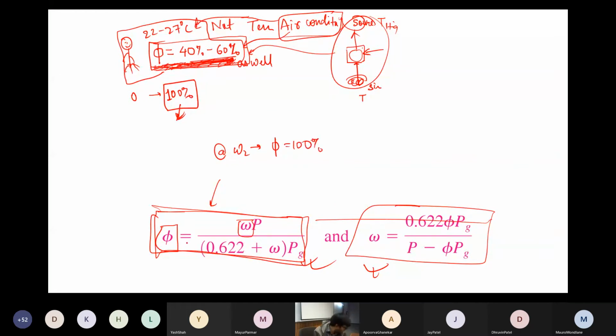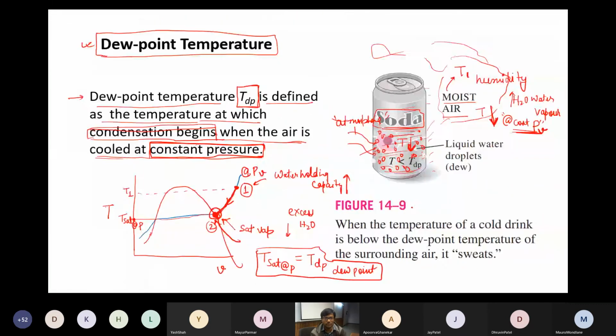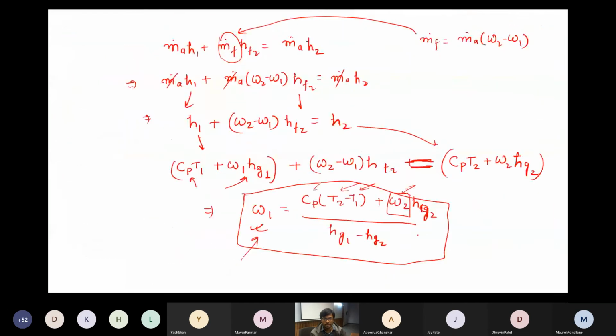Write the expression over here, or here, both are the same. Let's suppose this is your omega 2, just substitute your phi as 1: 0.622 pg2 divided by p2 minus pg2. So this expression you should write over here, and you can write this omega 2. So omega 1, you have one equation for omega 2 also. Now you can have the known value of omega 2 with this formula.